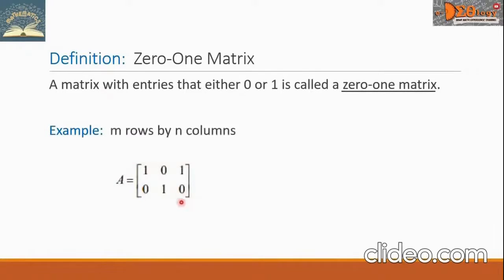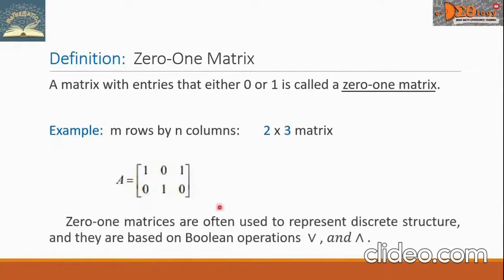Entries are 1, 0, 1, 0, 1, 0. Remember that a matrix is defined by m rows by n columns, or simply we write m by n matrix. In our example here, we observe that there are 2 rows, so this is the value for m. And then we have 3 columns, so we change the n into 3. So for our example here, we have a 2 by 3 matrix.